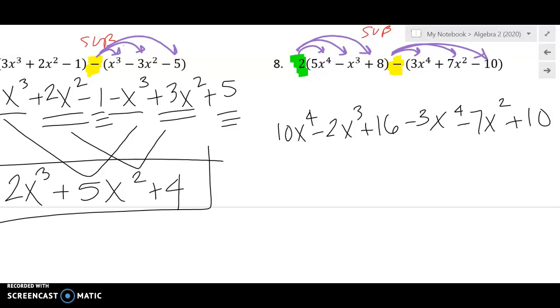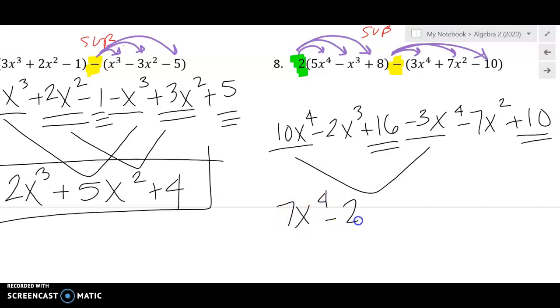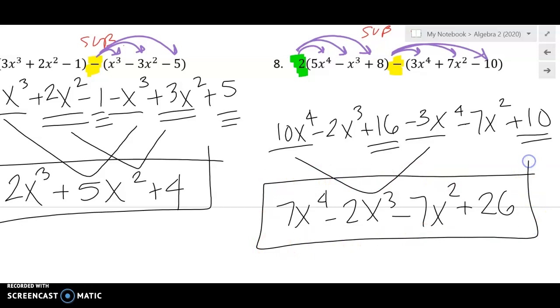And once I did that, it looks all in a row. I'm going to go ahead and see what pieces match up. So I have 10x to the 4th, negative 3x to the 4th, negative 2x to the 3rd. I'm just scanning through. Nothing matches. I have positive 16 and positive 10. Those can match up. And those are the only pieces that match. So let's see how I can combine these. So I put the largest exponent first. So 10x to the 4th minus 3x to the 4th is 7x to the 4th. The next piece that would come is the negative 2x to the third. After that is this negative 7x squared, and then the numbers. So 16 plus 10 gives me 26. That would be at the end. And that would be my final answer.